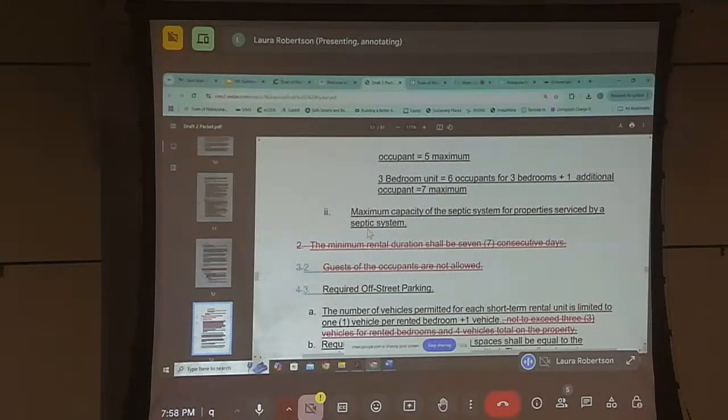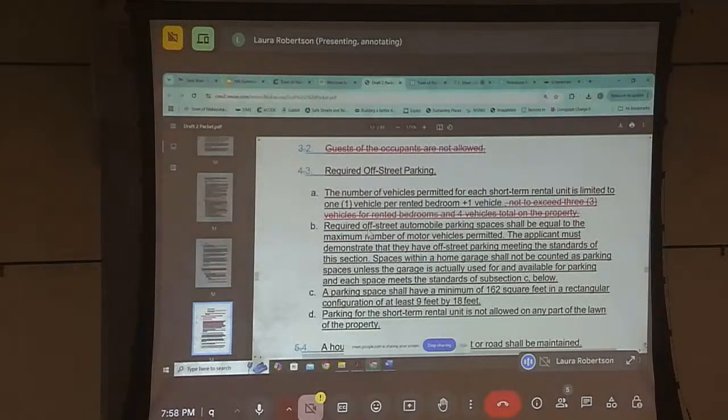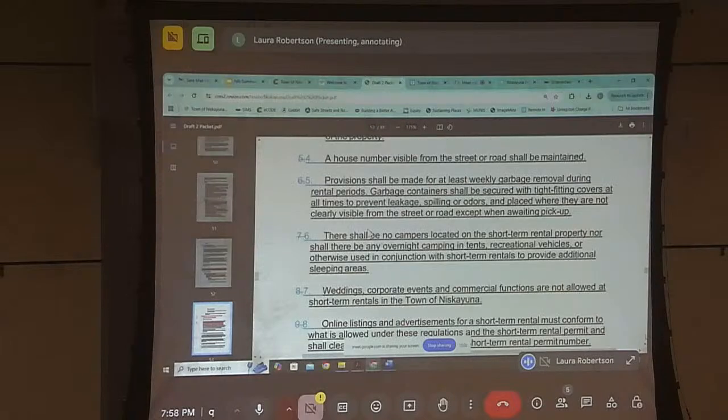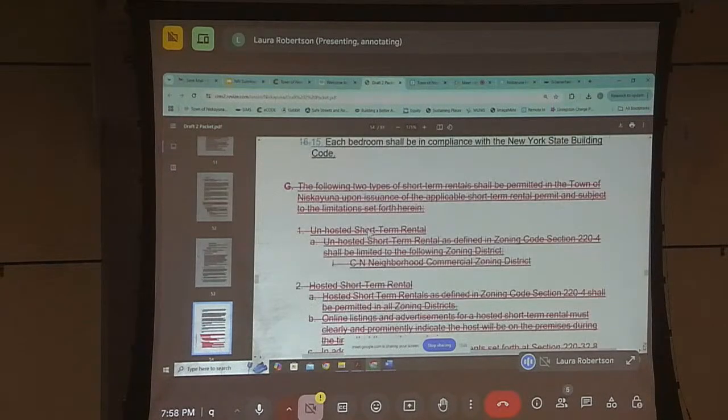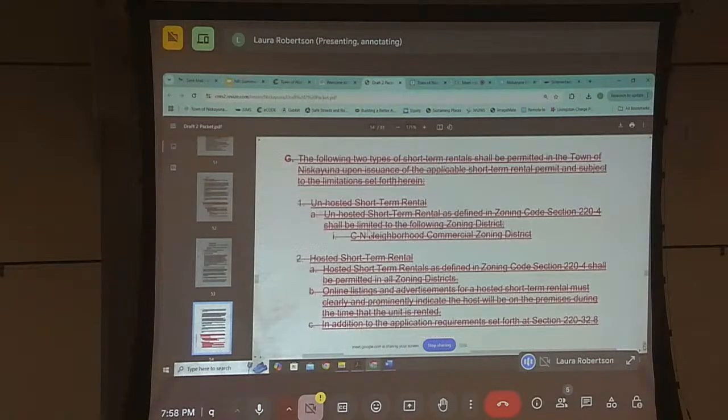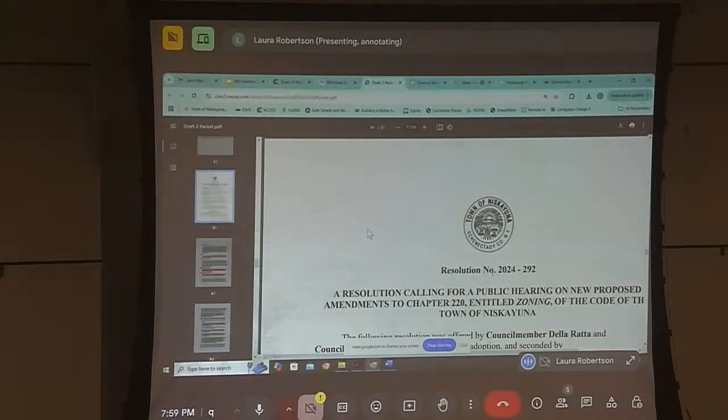Then they removed the guests, which you talked about. They removed the limit on vehicles to correspond with the removal of the limit on bedrooms. And this is Laura, sorry to interrupt. Who is "they" in your sentence? The town board, through a majority vote, through the town board's resolution. This is the town board's resolution, 2024-292.